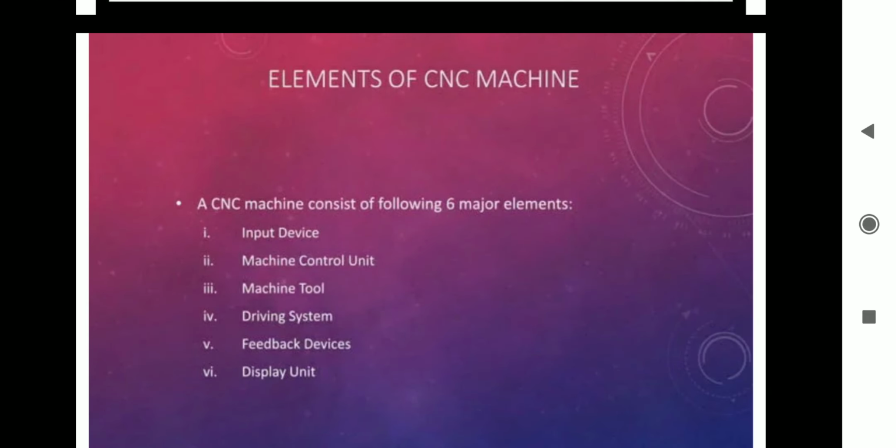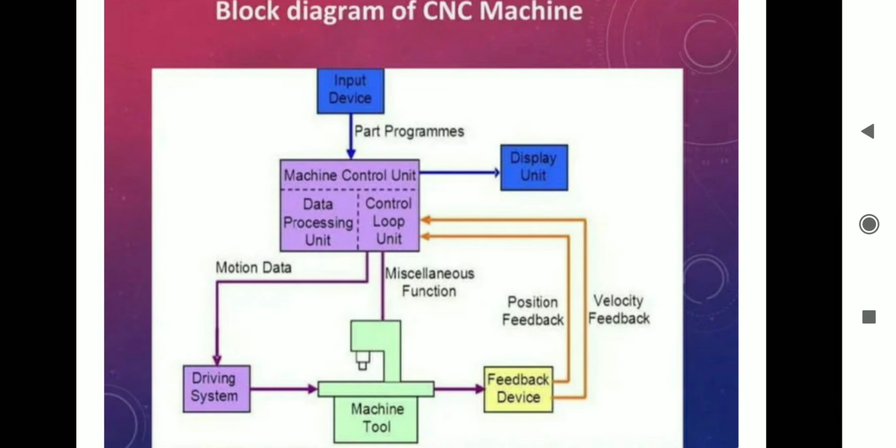The basic elements of a CNC machine: a CNC machine consists of the following six major elements: input device, MCU (machine control unit), machine tool, driving system, feedback device, and display unit. This is a broad block diagram. We give the input, the path programming, to the MCU, the machine control unit, the data processing and control loop. The data processing unit gives direction to the driving unit. The driving unit gives functioning to the machine tool.